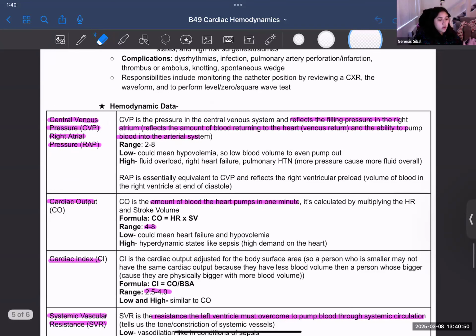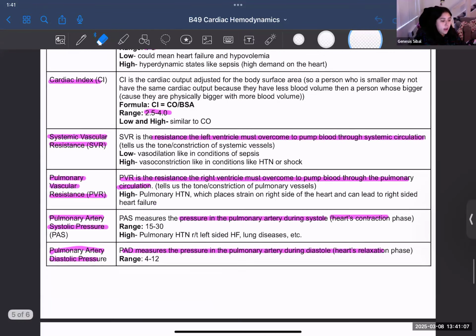So again, looking back to right atrial pressure, central venous pressure, basically how much is it filling up from the inferior vena cava to the right atrium, and the venous return that's happening there, and then what is it going to do to pump that blood out to the rest of the body after that.